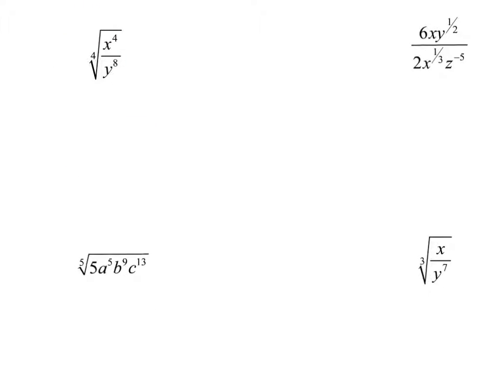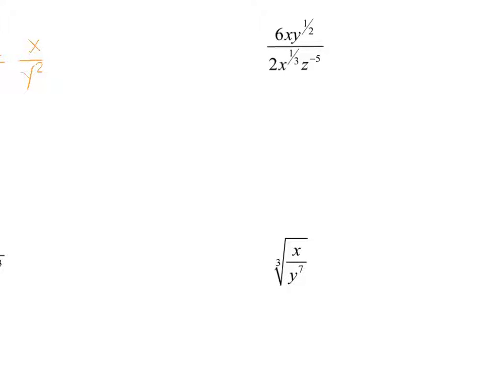Again, this root here is like dividing by 4 on the exponents. So 4 divided by 4 is just 1, so that's x to the 1st. And 8 divided by 4 is 2, so that's y squared. And then we're done. This actually simplified out very nicely.